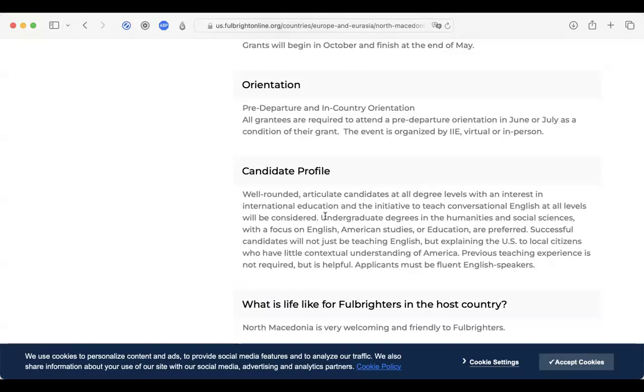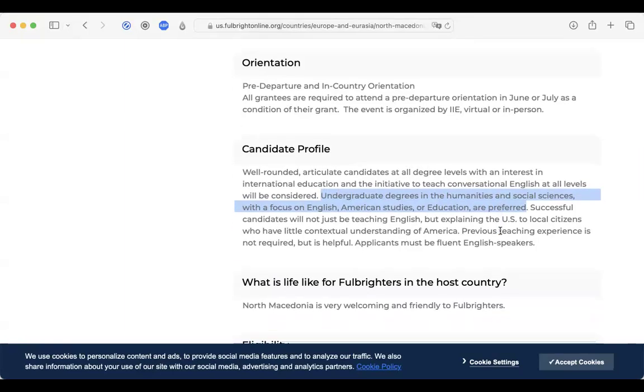And you'll see that it is fairly broad. Undergraduate degrees in the humanities and social sciences, which in this case give you a lot of stuff to draw on for teaching, are preferred, but it's not required. There are people who have business degrees, for example, or science degrees who have done it and done very well, but because it says these are preferred, part of what you'd want your narrative to do is to make clear why you are well qualified for this particular position. Because as it says, you'll not just be teaching English, but also explaining the United States to local citizens with little contextual understanding of America.